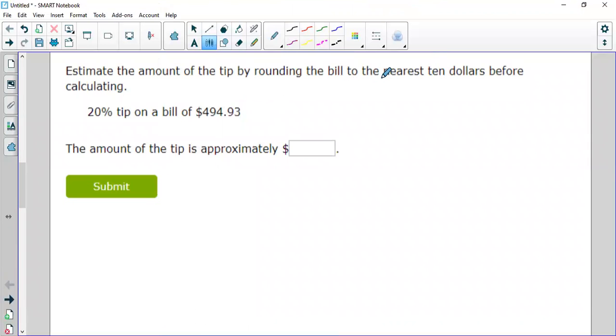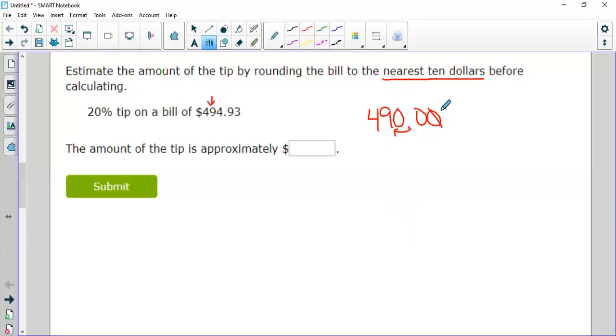Estimate the amount of the tip by rounding the bill to the nearest $10 before calculating. So $494.93, I'm rounding it to the $10 place, this place. This 4 tells me that this 9 should stay the same. So I'm going to have a rounded amount of $490 and no cents. You're always going to end with some zeros. If I round to a 10, my ones should also be a 0. My tens place should be the last one that has a number that's not 0. All right, there's my round. Find 10%, move it over one place.